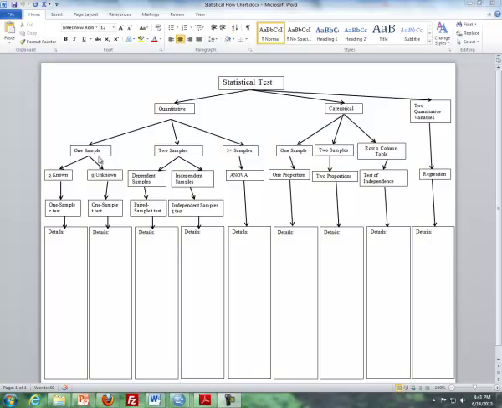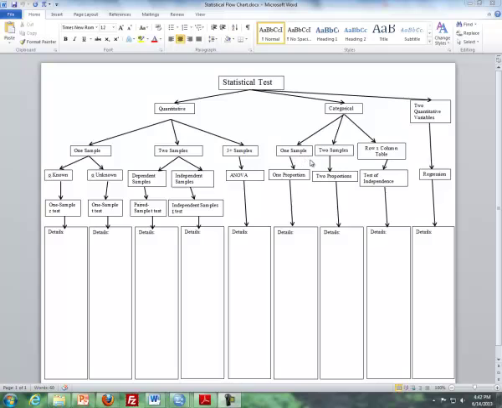Now with 1 sample, it can either be sigma known or unknown for the quantitative, and if it's known, we have a 1 sample z-test. If it's sigma unknown, it's a 1 sample t-test. Now with 2 samples with quantitative data, if it's dependent samples, we have a paired sample t-test, and if it's independent samples, it's an independent samples t-test. With 3+ samples for quantitative data, it's ANOVA. We don't have to worry about dividing it up after we get to 3+ samples.